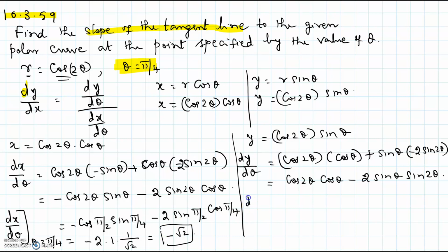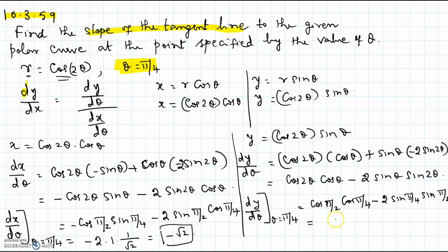Then dy by d theta needs to be evaluated at theta equal to pi by 4 as well. So it's cosine of 2 times pi by 4, which is cosine of pi by 2, times cosine of pi by 4, minus 2 sine pi by 4 times sine pi by 2. Because cosine pi by 2 is 0, the first term will be 0. The second term is negative 2 times sine pi by 4, which is 1 over radical 2, times sine pi by 2, which is 1. So it is again negative root of 2.